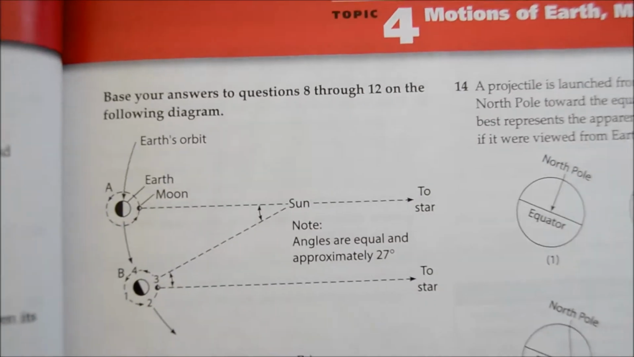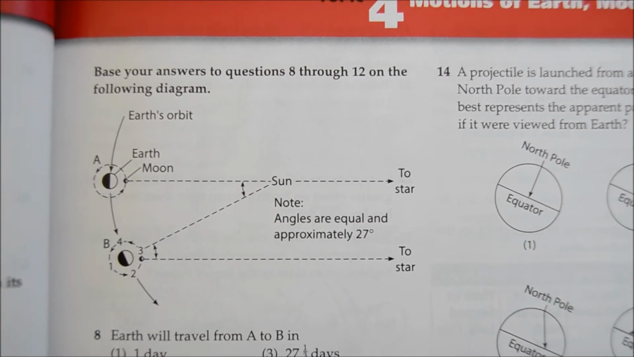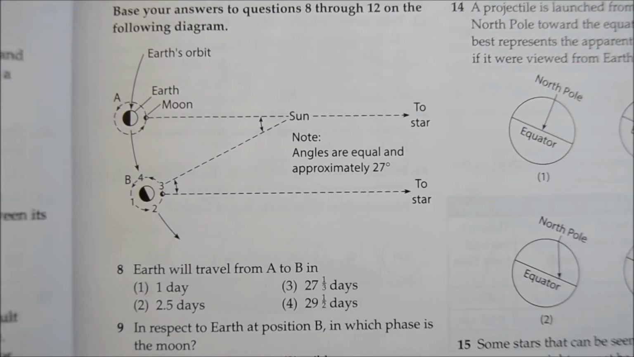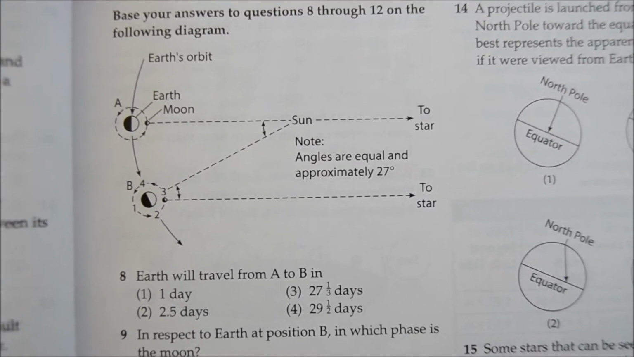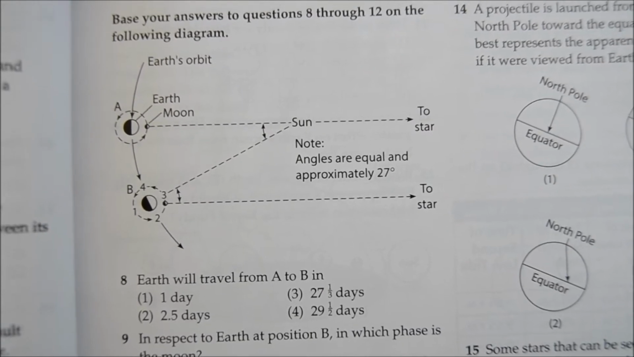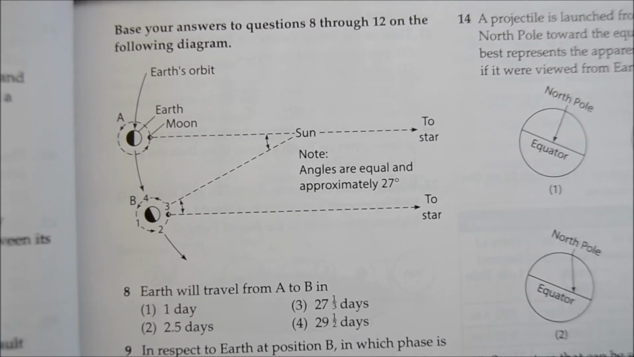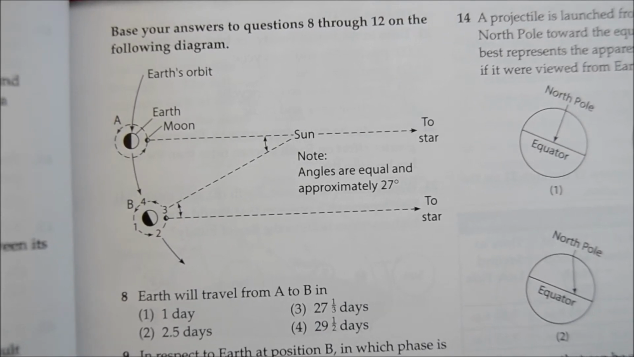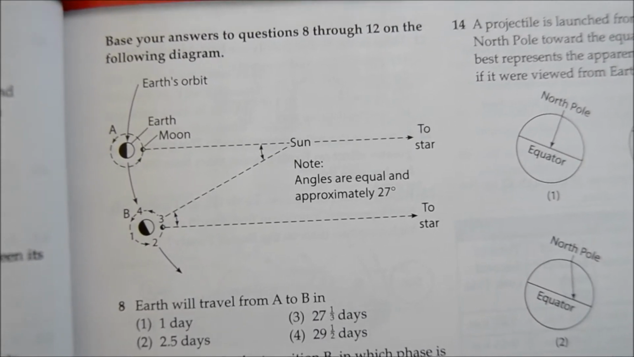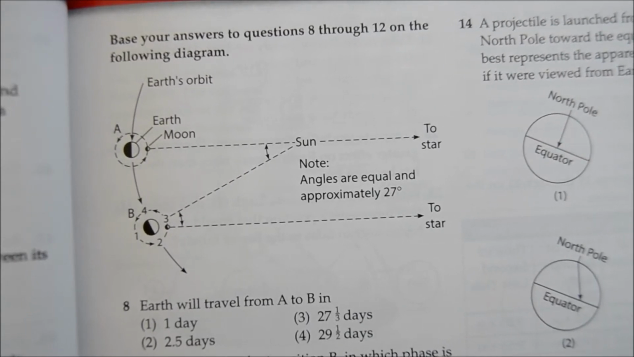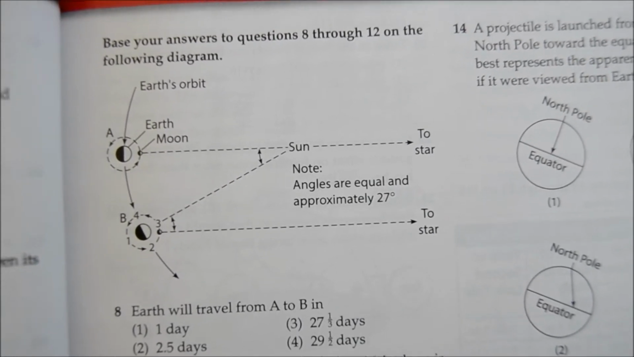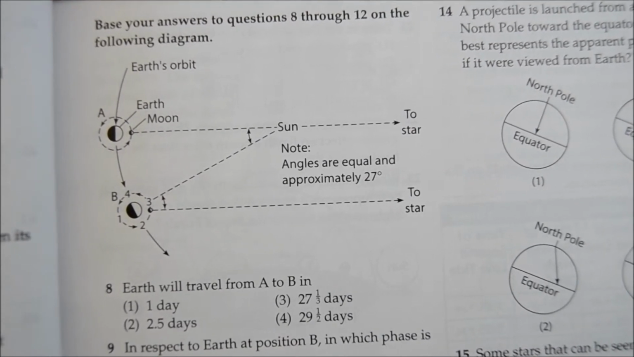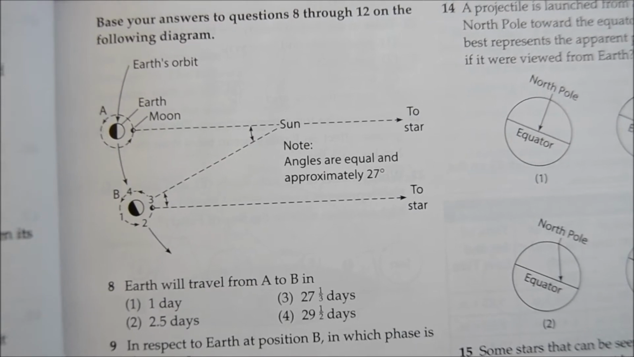Base your answers to questions 8 through 12 on the following diagram. Number 8. Earth will travel from A to B in. So if I'm looking at A, I'm looking at the sun and the moon in respect to each other. So it's going to be a new moon. Then I look at B. For that one, it's not quite a full moon. You're looking at a crescent. So you haven't gotten to that 29.5 days for a complete lunar cycle. You're pretty close though. So it's going to be 27 and a third day.